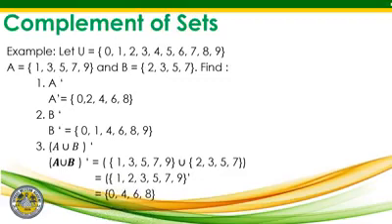So now, after that, we're going to look for (A union B) prime. So what are the elements that belong to the universal set but do not belong to A union B? So we have the elements 0, 4, 6, and 8. So therefore, (A union B) prime is equivalent to {0, 4, 6, 8}.